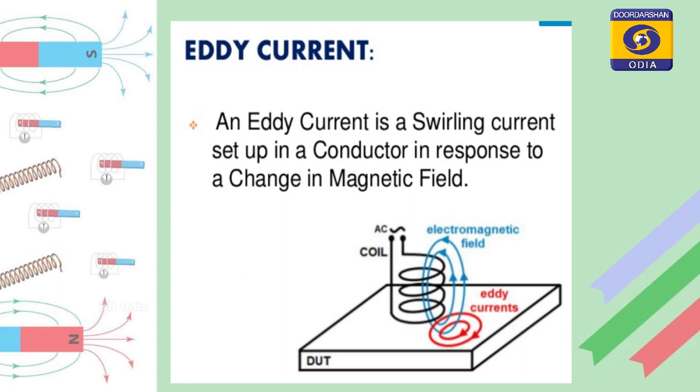Circular eddy current means the shape is circular, and linear means it is a line. The linear ones are generally found in trains, and the circular ones, like in the case of a 4-wheeler or 6-wheeler, are the breakdown voltages we are talking about. So that is about eddy currents and motional currents.